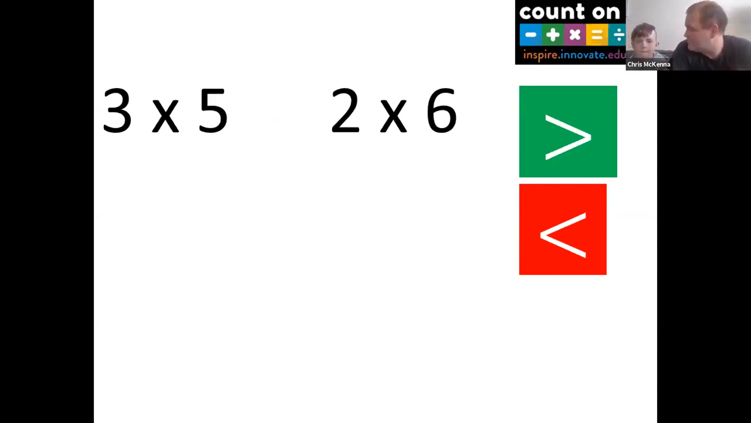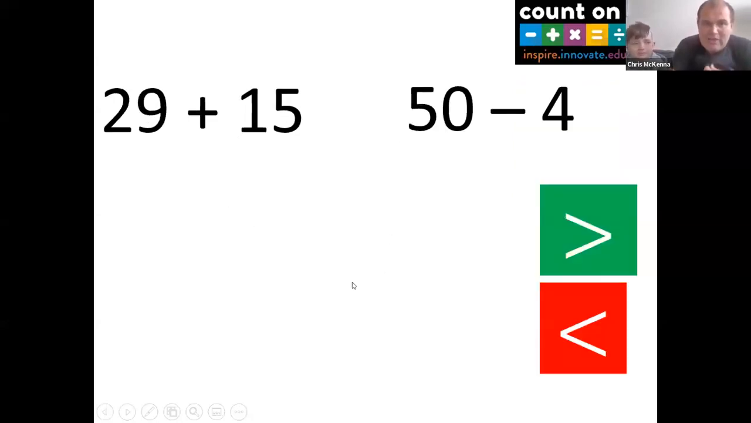What do you think, Austin? More than. 3 times 5 equals? 15. 2 times 6 equals? 12. So 15 is more than 12, so we use the more than sign. And again, also talking about the open bit of this sign is beside the bigger number, which I never thought of that before. Okay, last question I think we're going to do here.